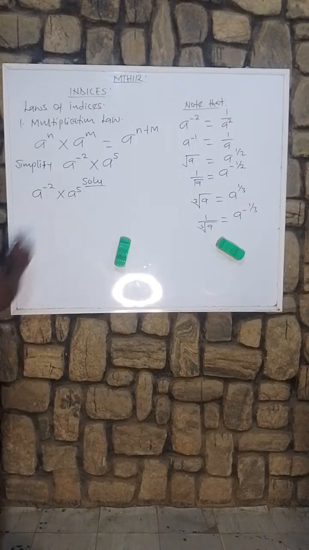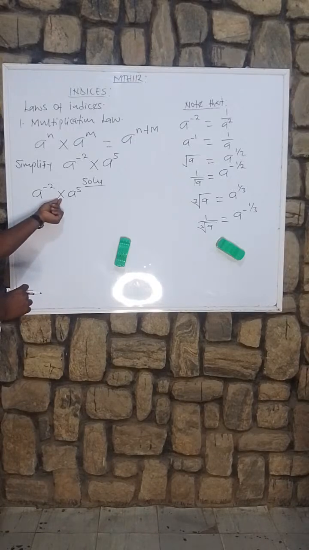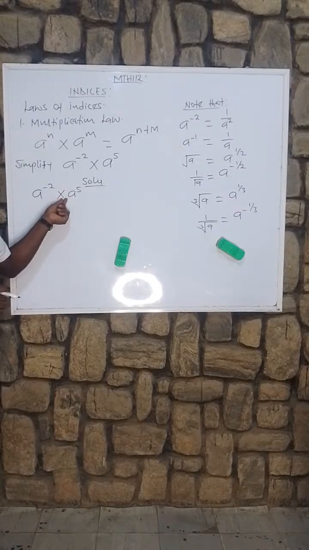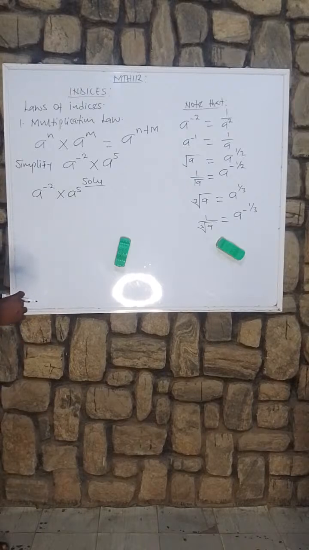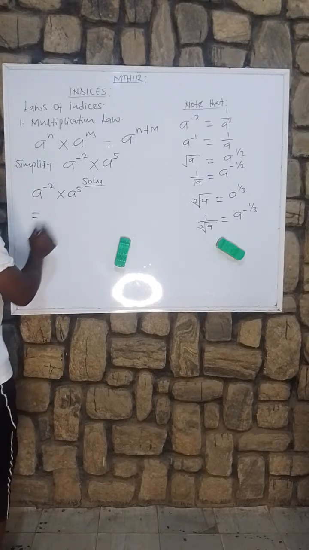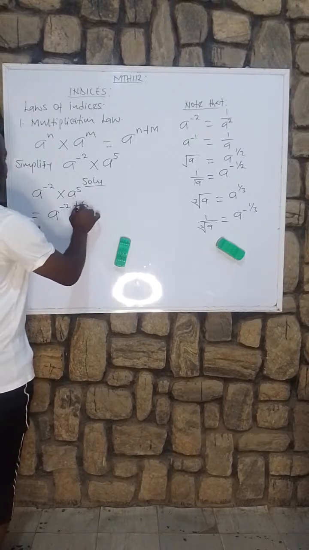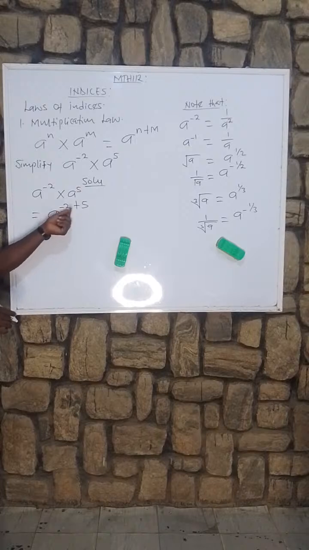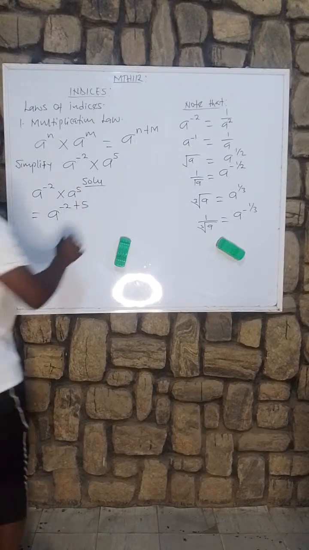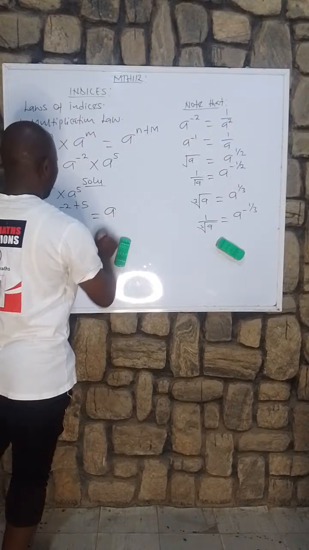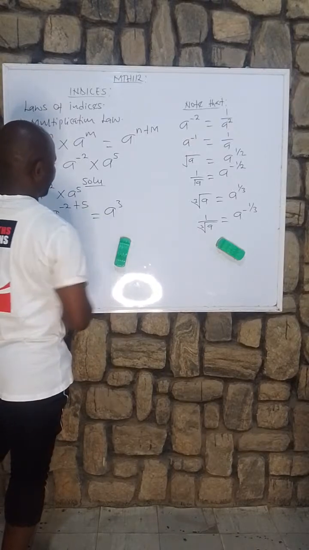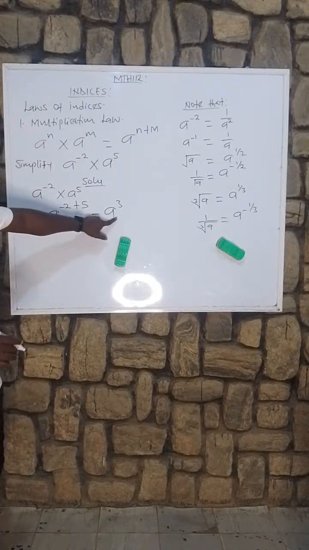Is that clear? So what we need to do is, since the operation in between them is multiplication, right? So we apply the laws of multiplication. It means since the bases are the same, we pick one of the bases. So here will now be equals to a raised to the power of minus 2 plus 5. Minus 2 plus 5 is a raised to the power of plus 3, right? True or false?